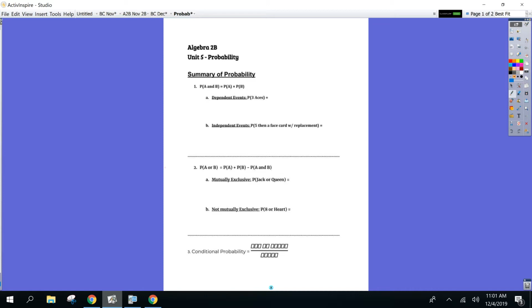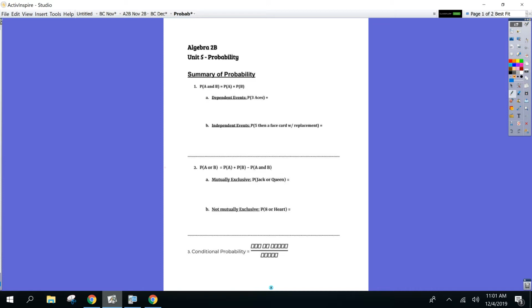So I gave you a little cheat sheet. Don't worry about number 3. That's coming up later on in the unit, and that's what we'll do on Friday. That's not part of the quiz. I want to at least go over the first 2 here.